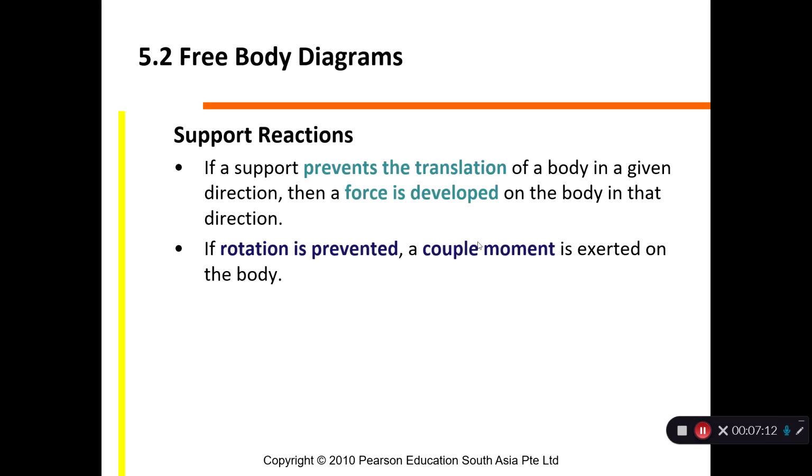Okay, so it follows that if a rotation is prevented, then a moment will be exerted. So translation is related to force and rotation is related to moment. For an example, we have a roller. This is a type of support, and because of that roller, this member can move left and right. It can slide left and right, but it can't move downwards. Because of that, the roller will create a reaction force onto the beam. The force will be like this in the vertical direction.